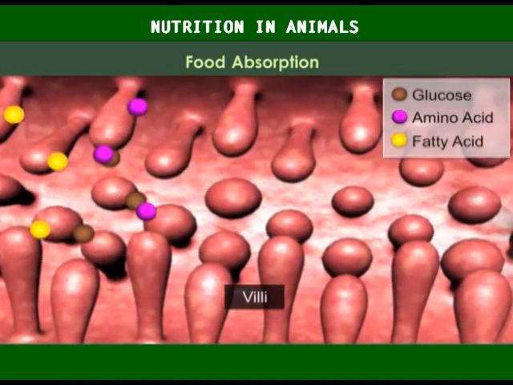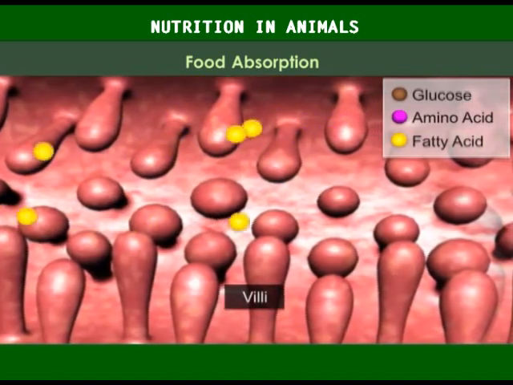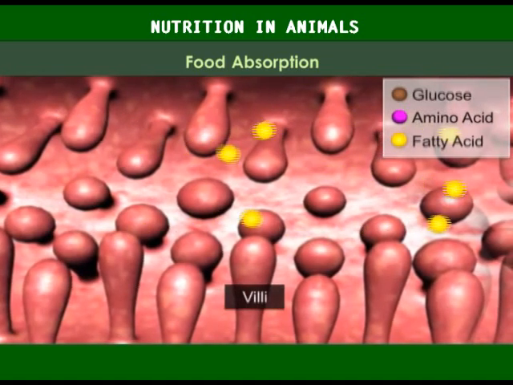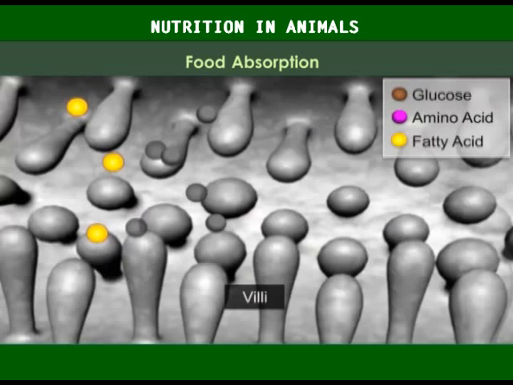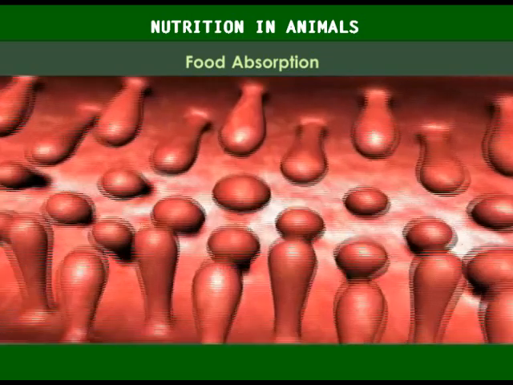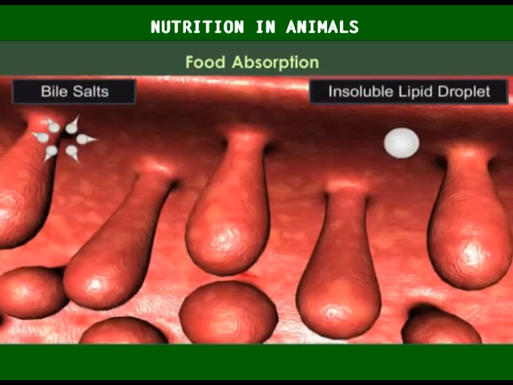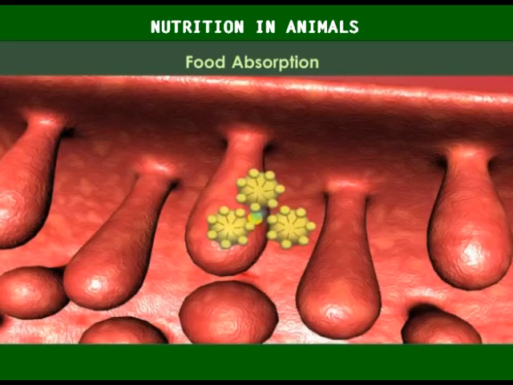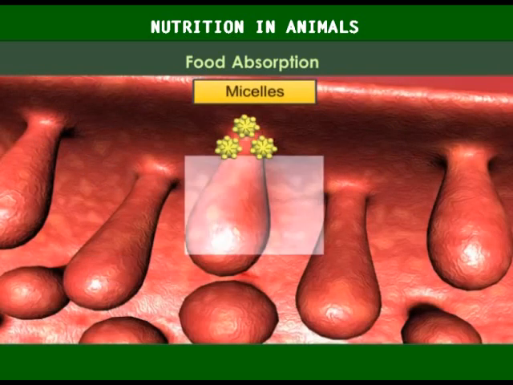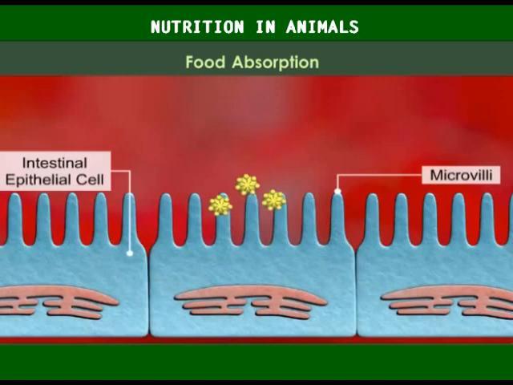Unlike carbohydrates and proteins, fats are not absorbed through the intestinal villi. Fatty acids and glycerol are insoluble in water and cannot therefore be absorbed by the intestinal wall directly. They are first acted on by bile salts to form small spherical droplets called micelles, which can easily move through the intestinal mucosa.